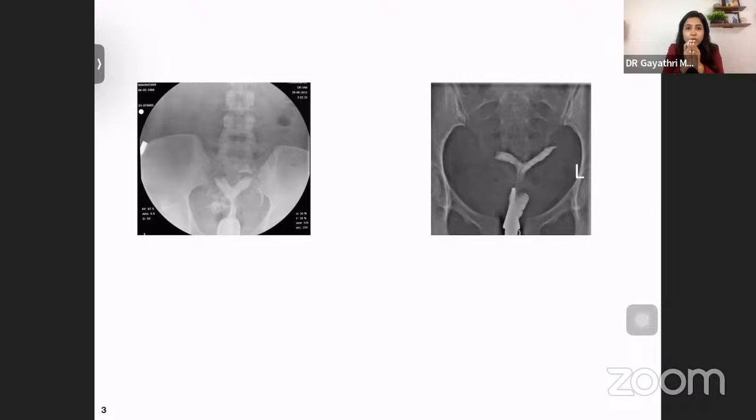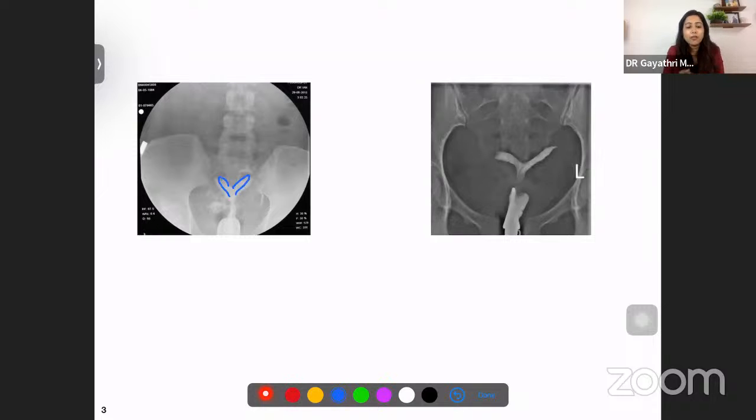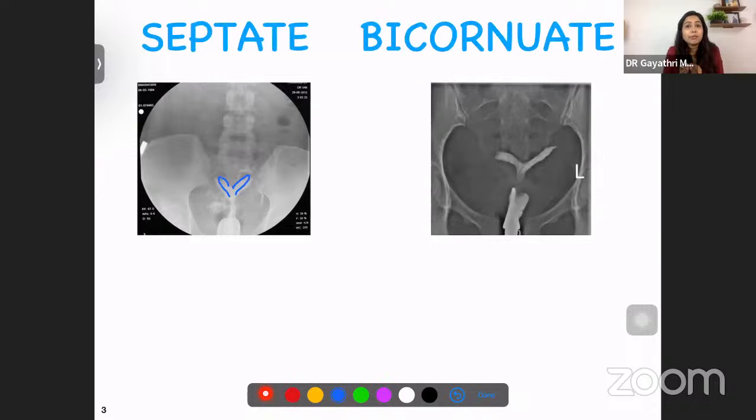Whereas in biconvate uterus, they are further apart. That is why in case of a septate uterus, the interconval distance is less than 4 centimeter. Whereas in biconvate, the interconval distance is more than 4 centimeter. The next is the angle between them.